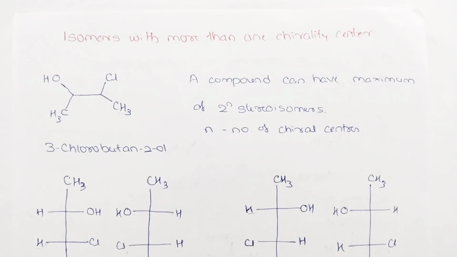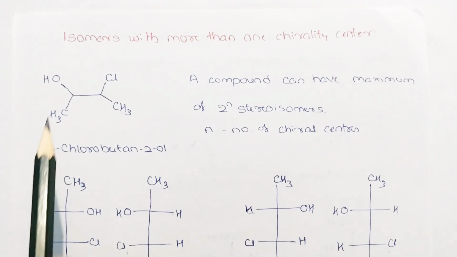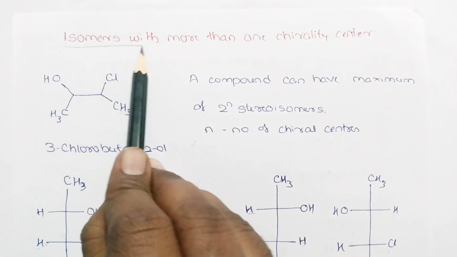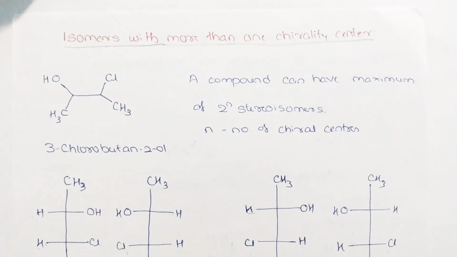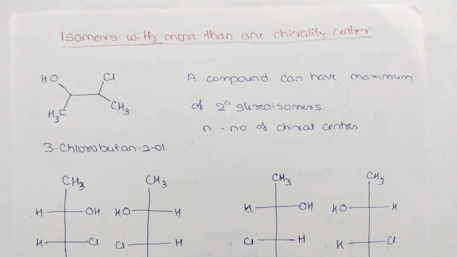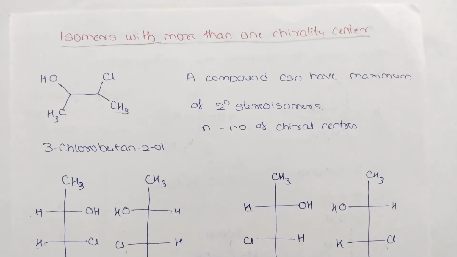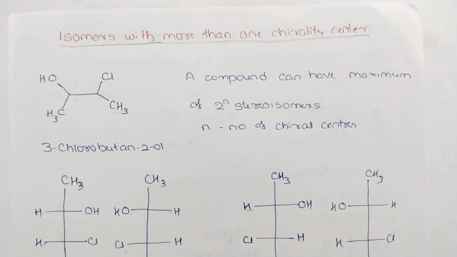Hello everyone. In this video we shall discuss isomers with more than one chiral center. A chiral center is also called a chirality center, chiral carbon, stereo center, stereogenic center or asymmetric carbon. All are the same. In the last video we understood what a chiral center is and the R and S configurations of compounds having one chiral center.